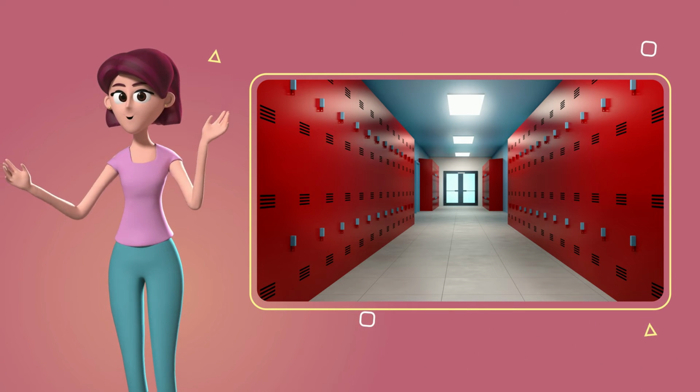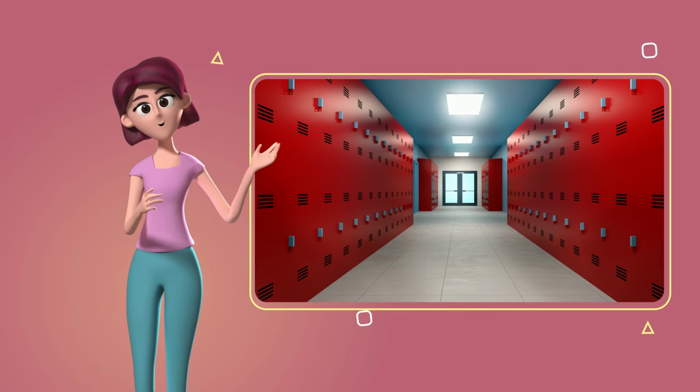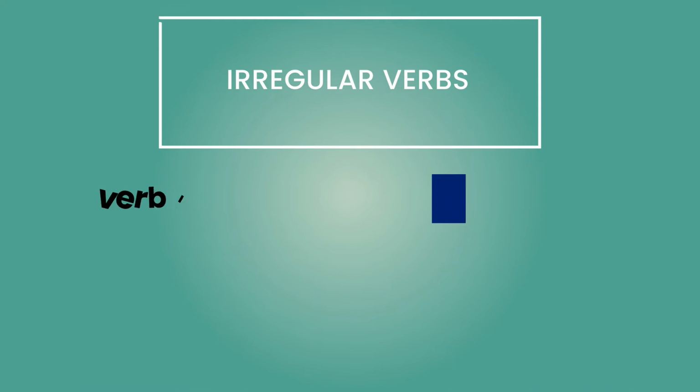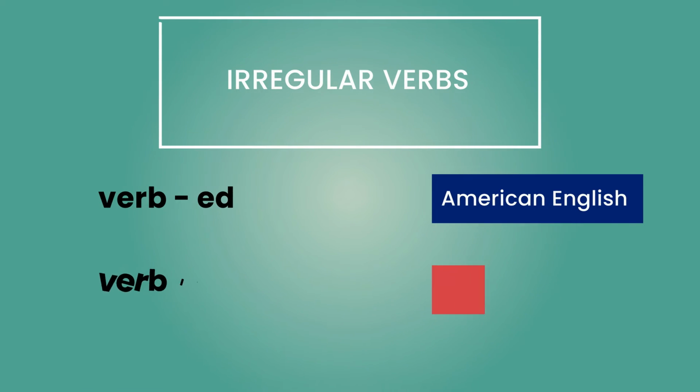You will also find some minor differences with past forms of irregular verbs. Americans tend to use the ed ending, Brits tend to use the t ending.